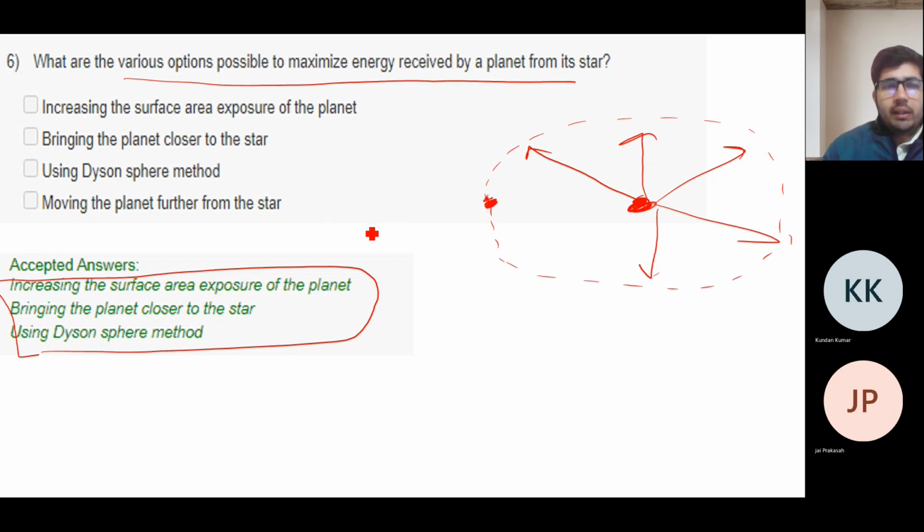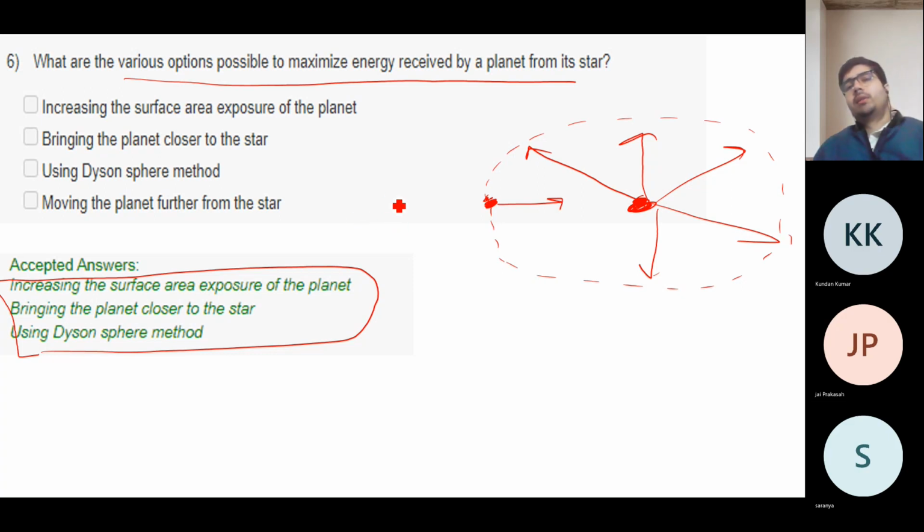Okay, so if we bring this planet closer to this side, then the energy content will be more, it will receive more energy, because the radius will be decreased, suppose if it is here, then only this area is there, so the radius is decreased, so the per unit energy will increase. So now the Earth will receive more energy, so we can bring the planet closer to the star, this will increase the energy, yeah, correct.